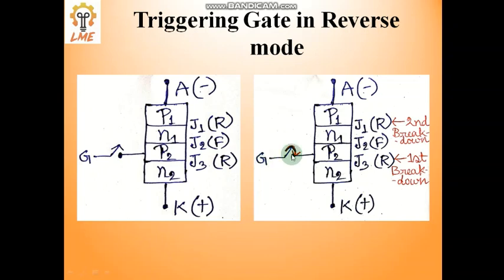So in the reverse operation mode, if we connect the gate, sometimes we think that the device will never turn on, but that is wrong. The device will be turned on by first breakdown of the junction 3 layer and second breakdown of junction 1. Then the device will be on. So this is a special case we discussed here.